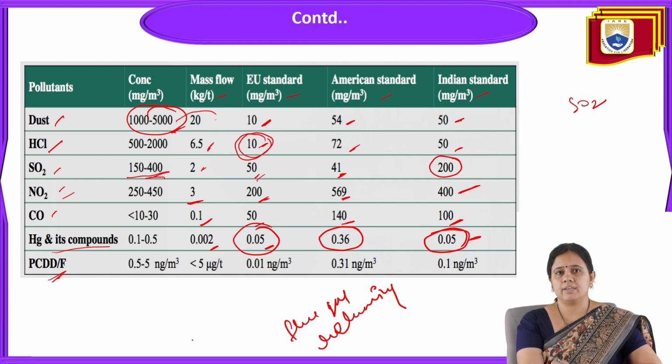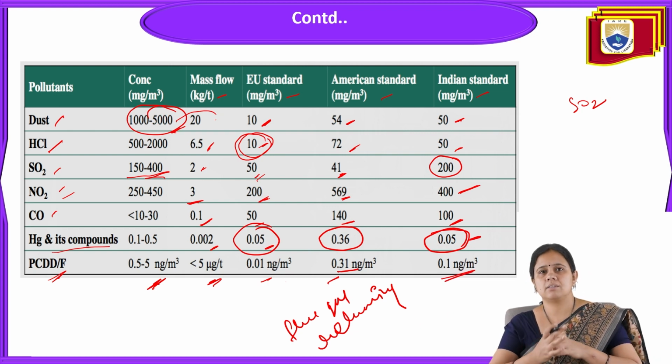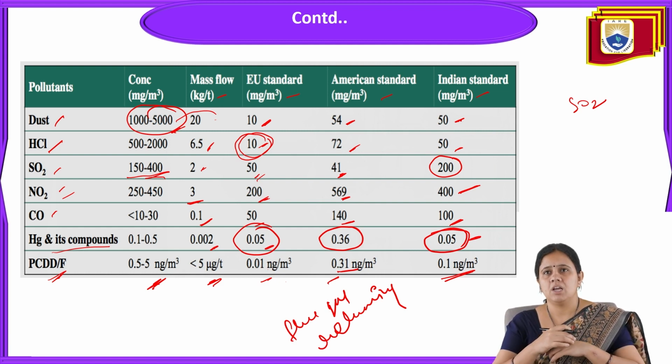For PCDD and F, it is 0.5 to 5 ng, and less than 5 microgram per ton. The EU standard is 0.01 ng per cubic meter, the American standard is 0.31 ng per cubic meter, and the Indian standard is 0.1 ng per cubic meter. So these are the flue gas release standards followed by the European Union, the American standard, and the Indian standard.